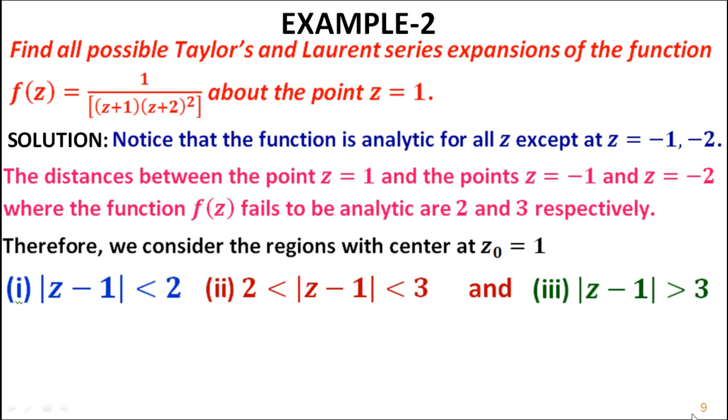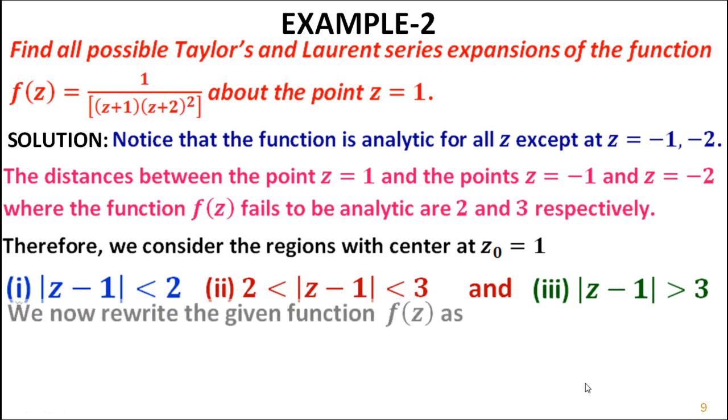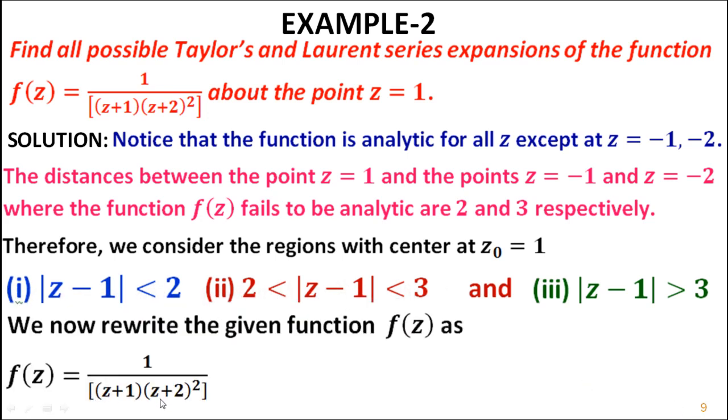We now rewrite the given function f of z as 1 by z plus 1 times z plus 2 whole square. Can you split the function by using the partial fractions, my dear students? How can you write this? A by z plus 1 plus b by z plus 2 plus c by z plus 2 whole square. In that pattern, you have to split into partial fractions, find a, b, c values, and you have the partial fractions of this function f of z. Did you get this? Yes.